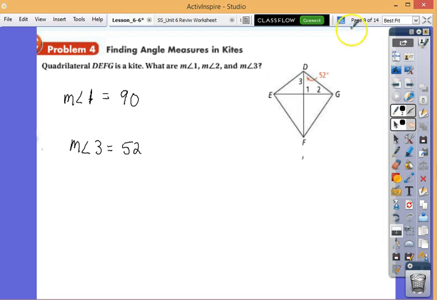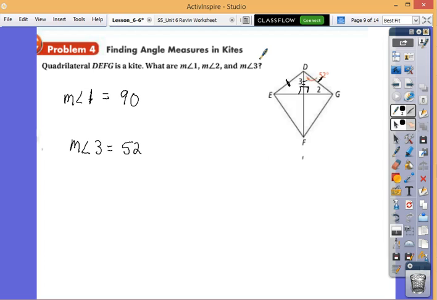How would I make that claim? Well, if it's a kite, I already know that that line is congruent to that line. I know that the diagonals are perpendicular, and I know that from D to this point is congruent to itself. So by hypotenuse leg, the two triangles are congruent. So by CPCTC, 3 and 52 are congruent.